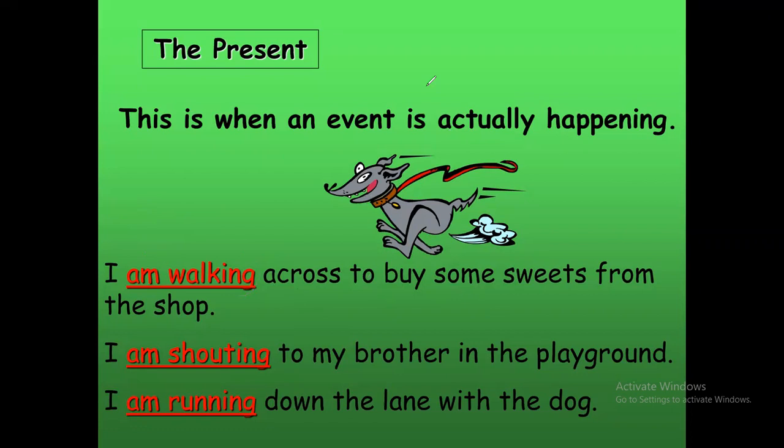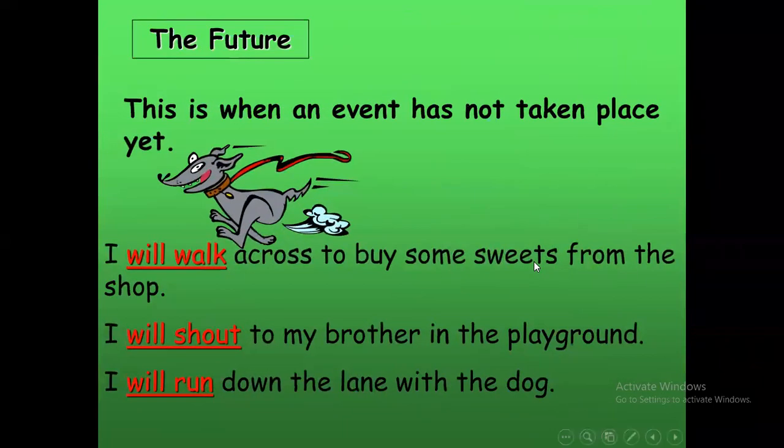All of these verbs are happening now. Now let's talk about the future. It's the most important thing because our lesson today is about the future. We're going to add will before the verb to make it future. So how can we form the future? We form the future by adding will before the verb. Look here. So what's the meaning of future? This is when the event has not taken place yet.